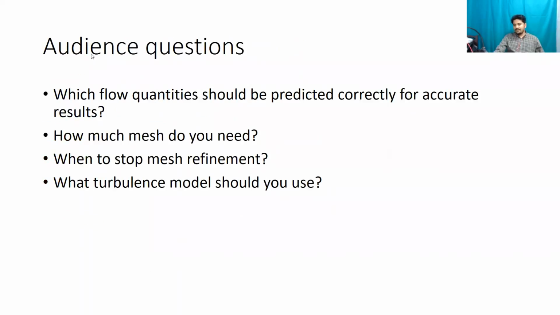I'll look at these questions first, and then I'll go to the previous slide. I told you that you need huge computers, but I still haven't told you the reasons why you need them. Before we discover those reasons, let me ask a set of simple questions. Which flow quantities should be predicted correctly for accurate results? Can anyone tell me? If I have to get my drag forces and lift forces accurately, what are the quantities that I need to predict correctly?